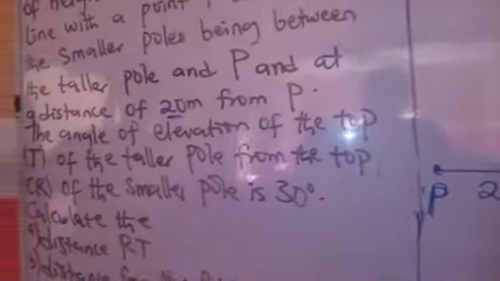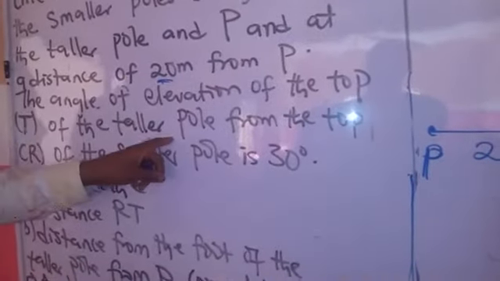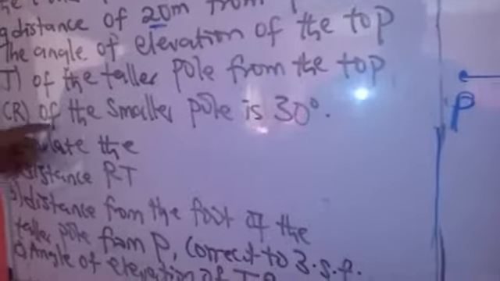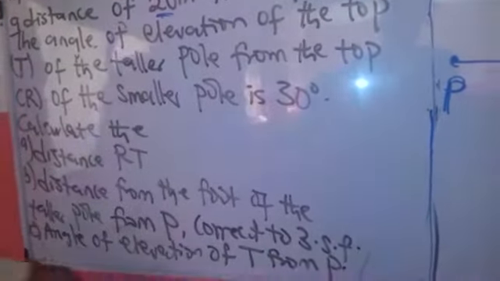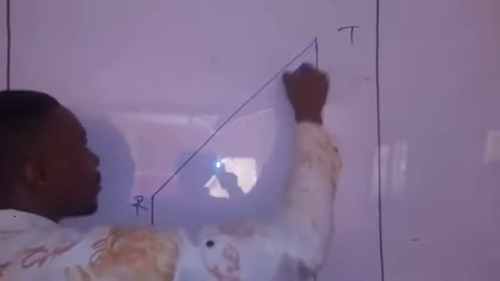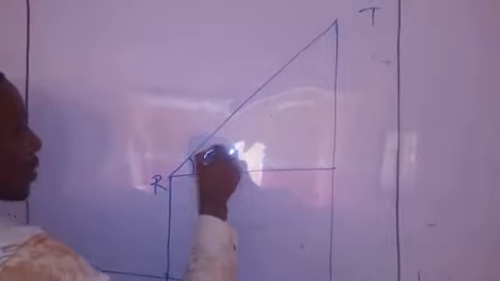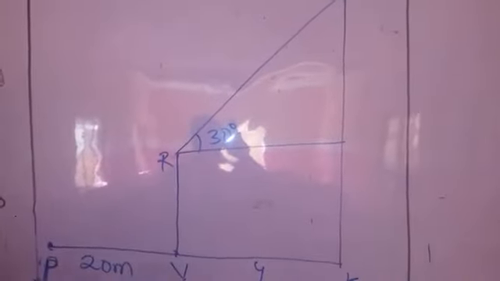So we continue. The angle of elevation of the top T of the taller pole from the top R of the smaller pole is 30 degrees. So this is the smaller pole. The top of the smaller pole is R, while the top of the taller pole is T. The angle of elevation from R to T is 30 degrees. Remember, this is the angle of elevation. So from here to here is 30 degrees in angle. So let's call here M.